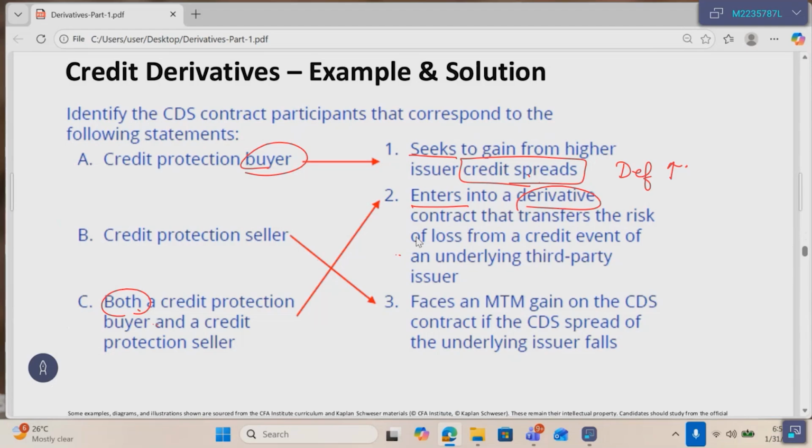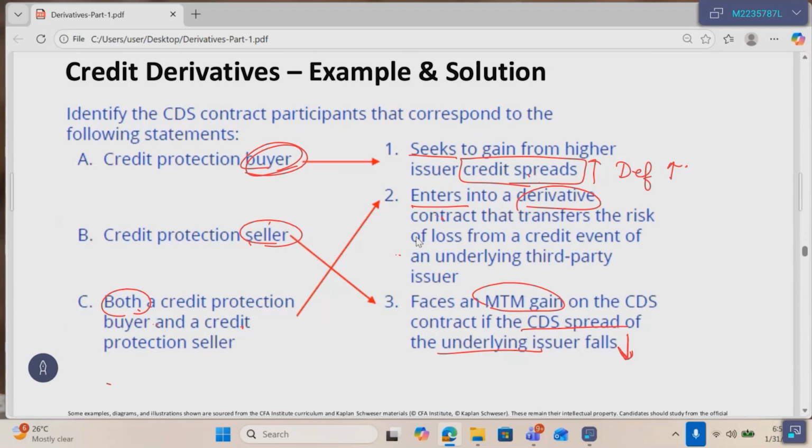When will the seller gain? The seller will gain when the spread falls. Correct? So remember, spread goes up, buyer will make money. The spread falls means default is not going to happen, the chance is less, so the seller will make money, right? But both the buyer and seller are looking to enter into a contract which will transfer the risk of loss from one party to another party.